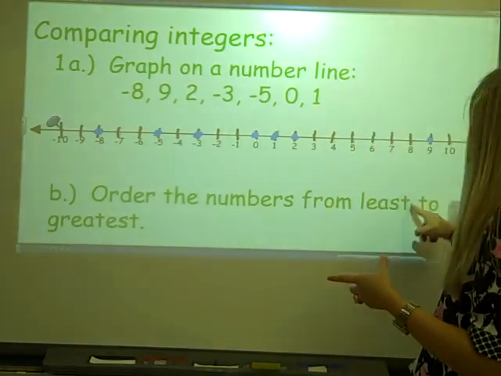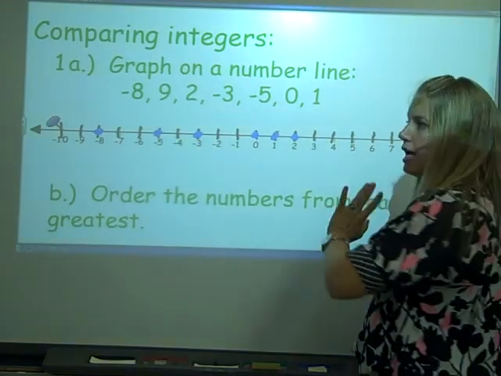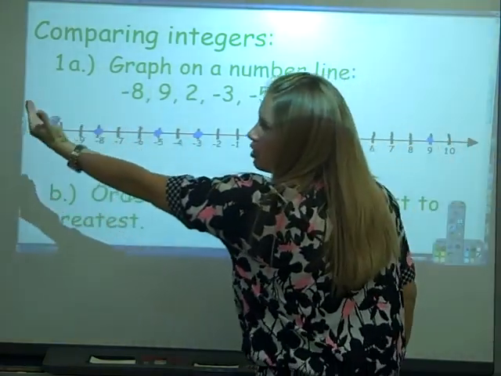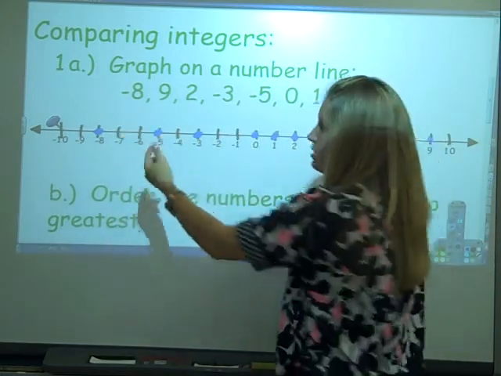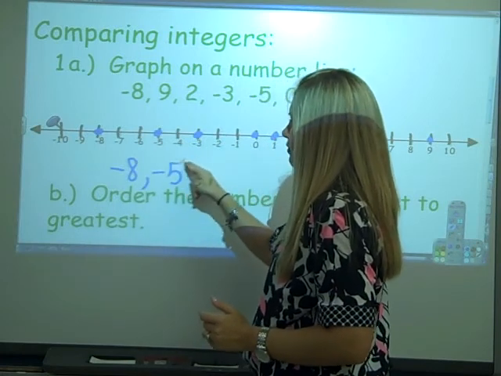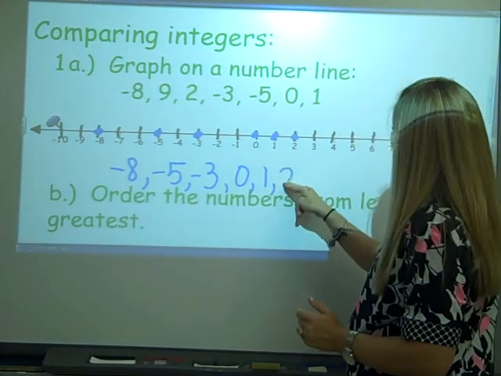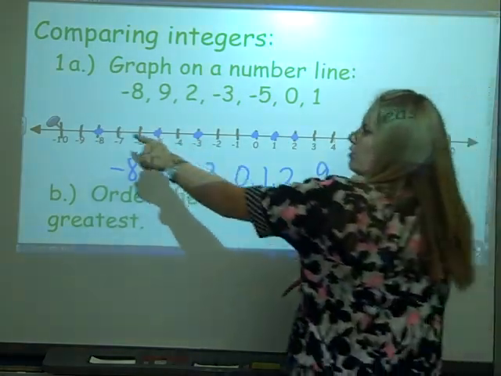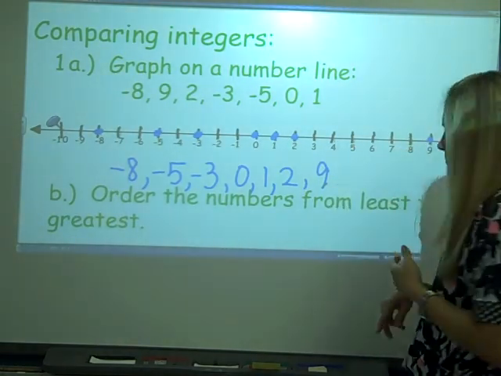Order the numbers from least to greatest. Well, once you've done the number line, it's very easy because as you go from left to right, the ones on the left are your smallest numbers. Okay, so negative 8 is my smallest, then negative 5, then negative 3, 0, 1, 2, and 9. I just followed along on my points here and wrote them down. That's it.